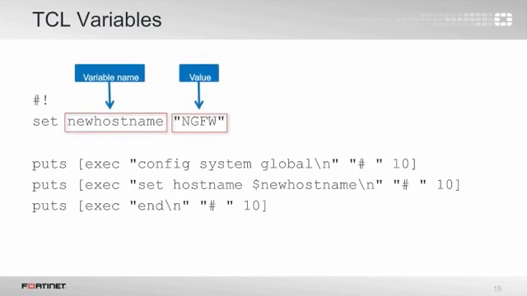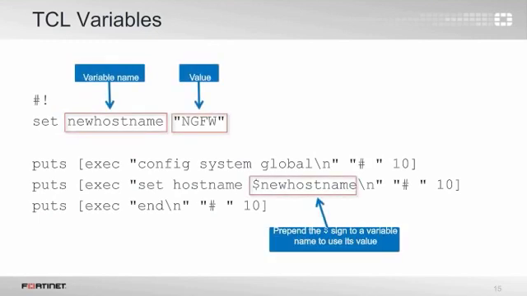This slide shows an example of using TCL variables. The TCL set command creates a new variable, new host name, and sets its value to ngfw. The value of the variable is then used, prepending the $, to configure the FortiGate hostname.